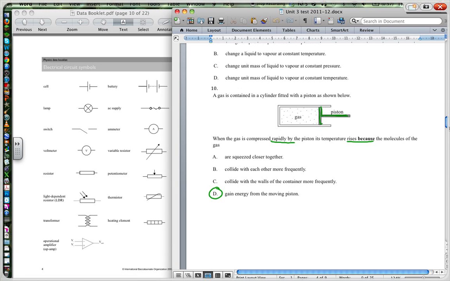Now, the reason for this is that as you move this down rapidly, it is going to hit the molecules, and when it hits the molecules, it's going to exert a force on those molecules. So perhaps this molecule over here, when it hits it, it's going to send it in that direction and accelerate it. The velocity is going to increase, and because temperature is a measure of the average kinetic energy, as soon as the velocity increases, your temperature increases, and that comes from the energy of the piston. The piston will actually be doing work against the gas, so it will be applying a force. So D is correct there.